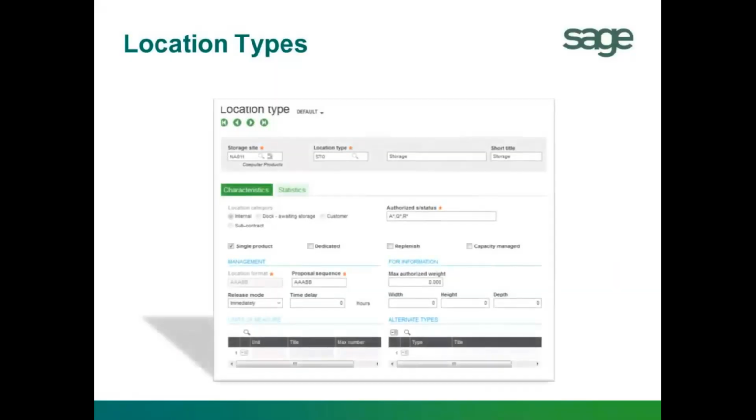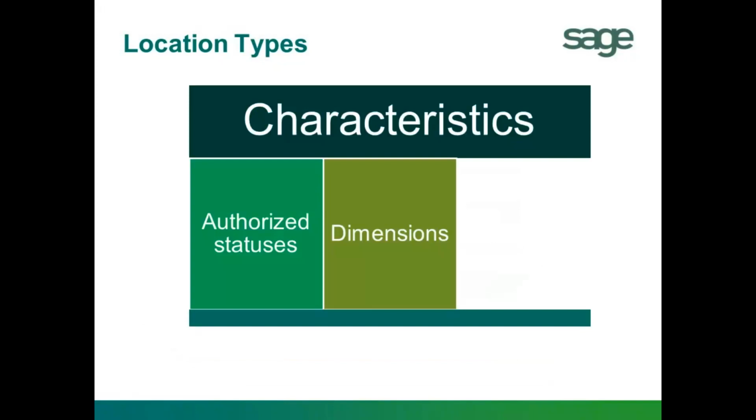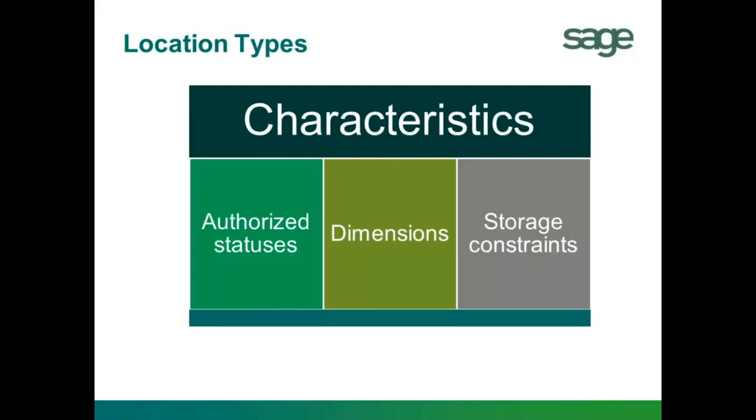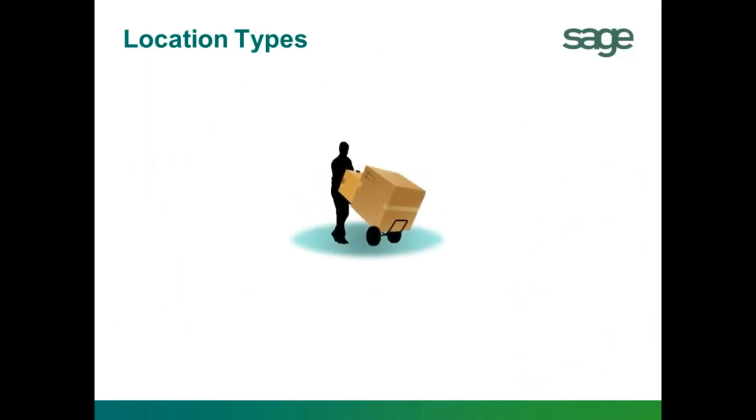In defining location types, you group locations with similar characteristics like authorized statuses, dimensions, and storage constraints within a site or warehouse. For example, you may have various workshop locations, quality control locations, and stock locations. Location types are used by all modules in processing stock when location management is active. For each site, you can define an unlimited number of locations. With storage constraints capability, you can define the characteristics of those locations.